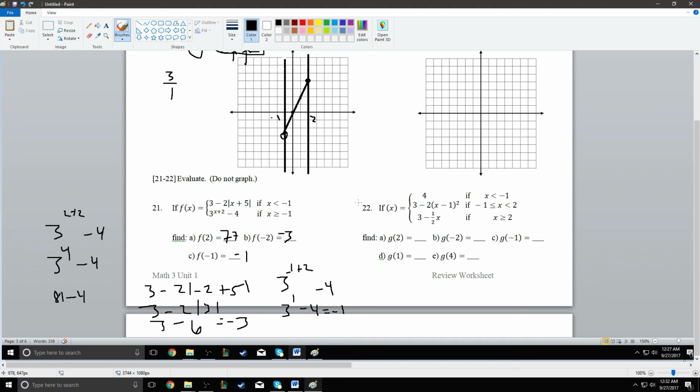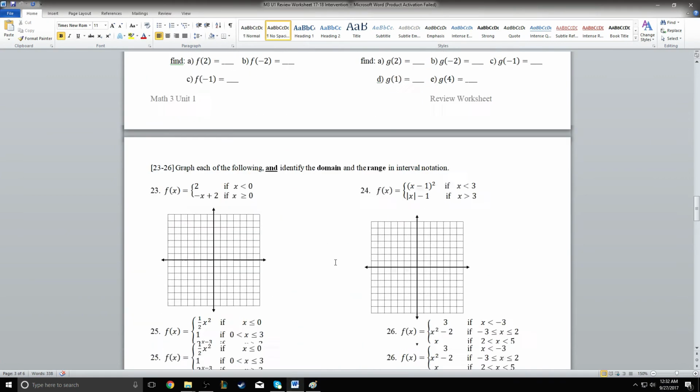Okay, so you should be able to do 22 after seeing 21. We'll check that together in class. I'm starting to get sleepy. It's 12:30. Grumpy old man.